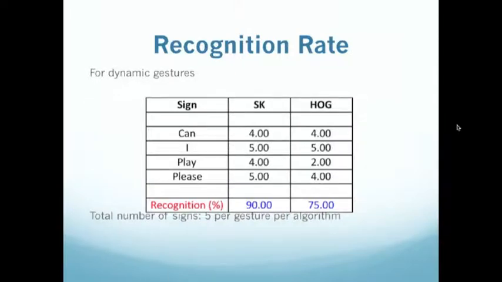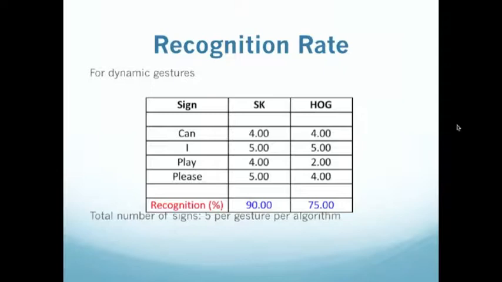But for the dynamic gestures, we have a very clear difference, because for the skeletons we have a recognition rate of 90%, and for the histogram of oriented gradients it's just 75%. And here the total number of signs is fixed at 5 per gesture per algorithm. This is because we cannot increase the number of frames at training, because that would imply performing the sign in very slow motion, and that's not how it would be in real world scenarios. So let's go back to this table.